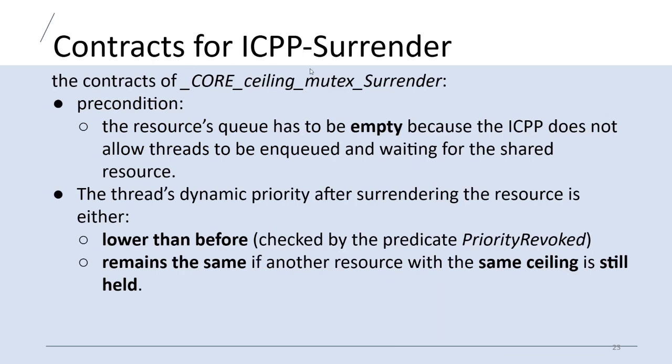The contract for ICPP surrender: the precondition is that the resource queue has to be empty, because the ICPP does not allow threads to be in a queue waiting for the shared resource. The thread's dynamic priority after surrendering the resource is either lower than before, which will be checked by the priority revoked, or remains the same because there is another resource with the same ceiling that is still held.